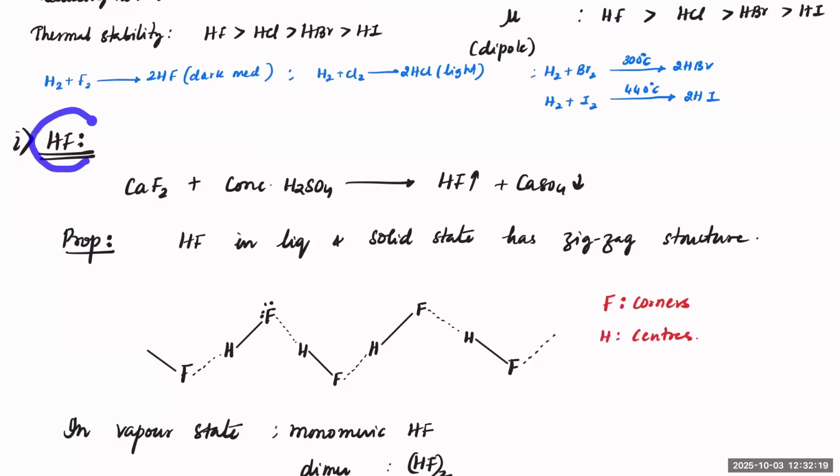If you notice HF, you know how to prepare HF. If you see this, CaF2 when reacted with concentrated H2SO4 can become HF, and calcium sulfate will get precipitated here. Got it.